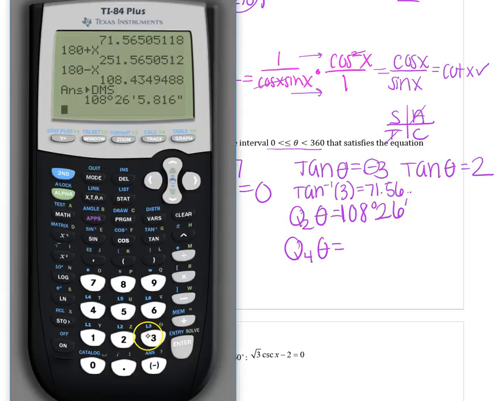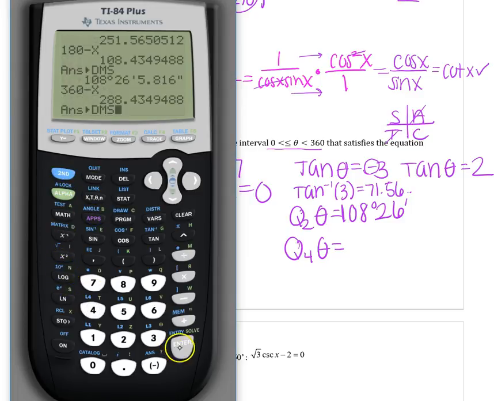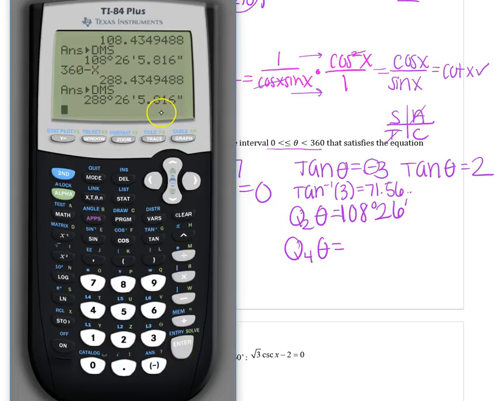Okay, quadrant 4, I need 360, take away the reference angle, and then I'll convert that using second apps, option 4. So 288.26. Again, not enough seconds to round up. You need 30 seconds to round up.